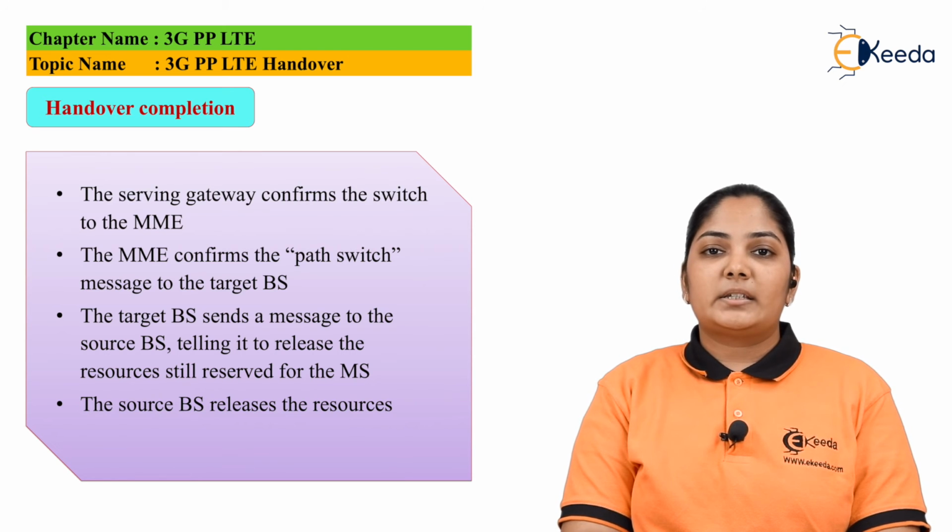The target base station sends a message to the source base station, telling it to release the resources that were still reserved for the mobile station. Since the older base station is connected yet, the new base station tells the older base station to release all those messages and channels on which the mobile was talking, because it is now available with the new channels to talk. Finally, the source base station will release the resources, and those resources will then become free for other users to talk.